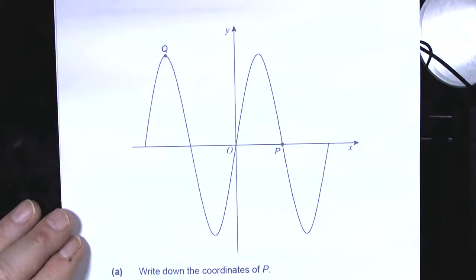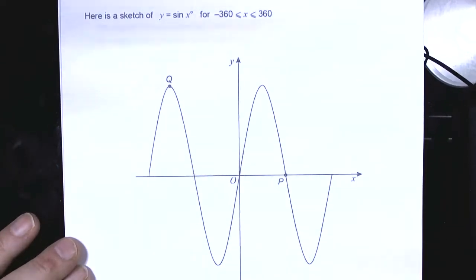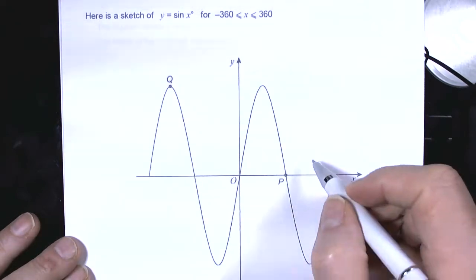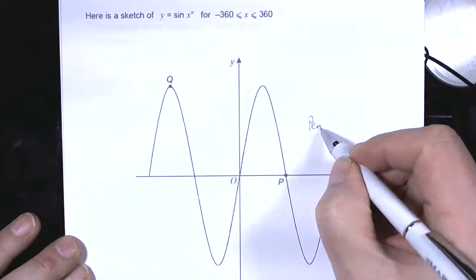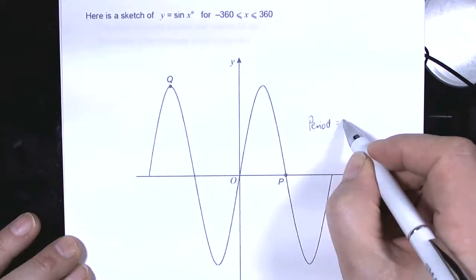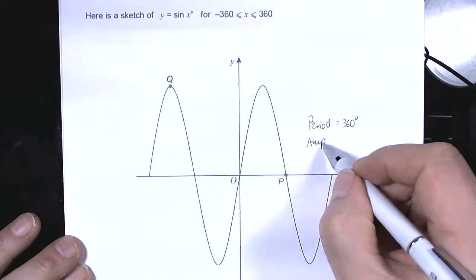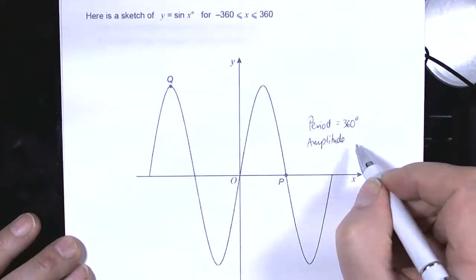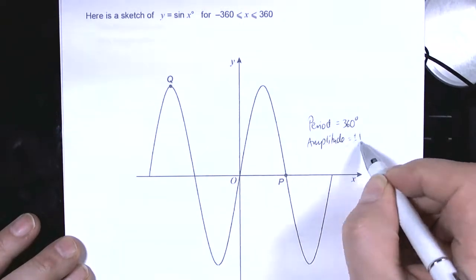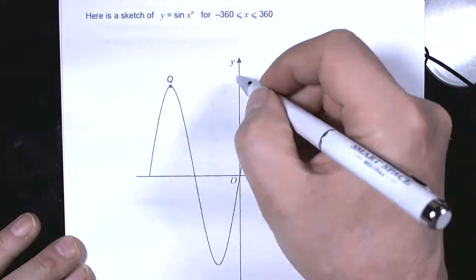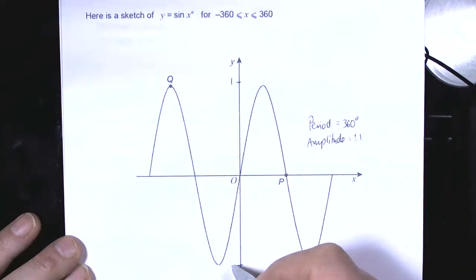Okay, so we can see here that we've been given a sine curve, and they've told us the domain is from negative 360 through to 360. And the things we've got to remember about the sine curve is that the period of the curve is 360 degrees, which means it repeats every 360 degrees. The amplitude is equal to plus or minus 1. And we've got to remember that the peak of a normal sine curve is 1, and the trough, the minimum, is negative 1.